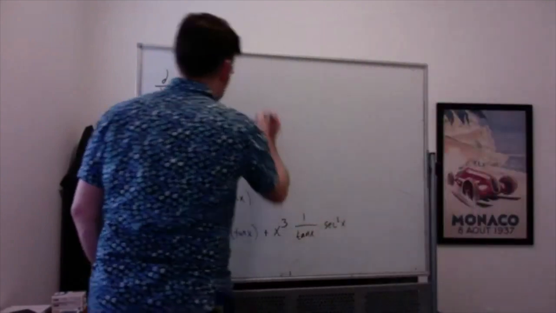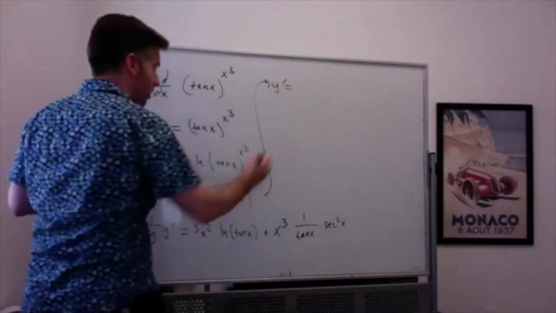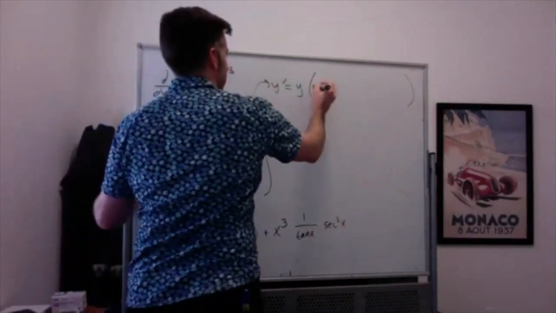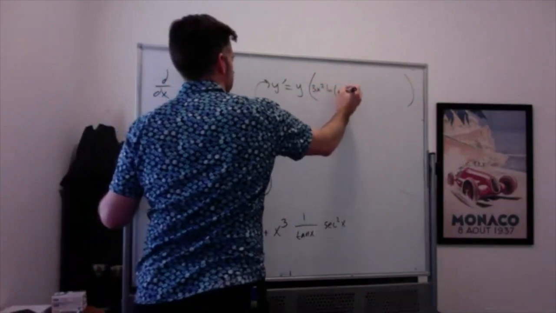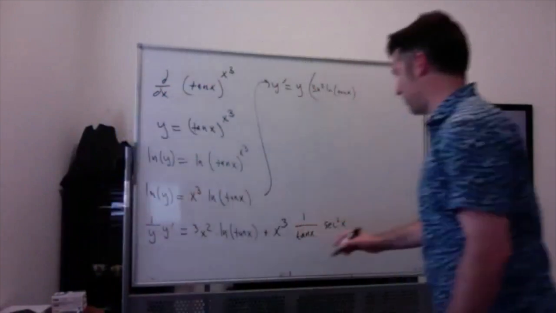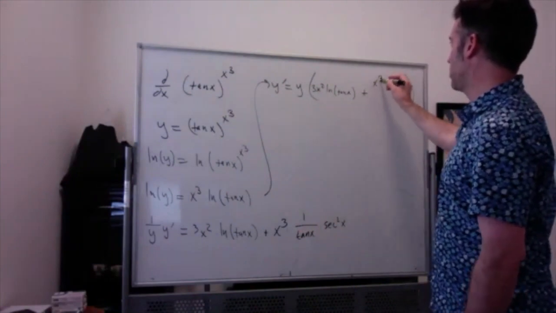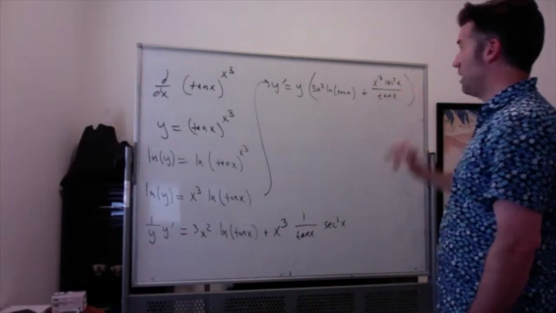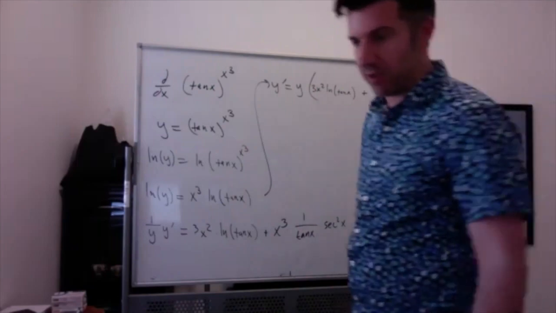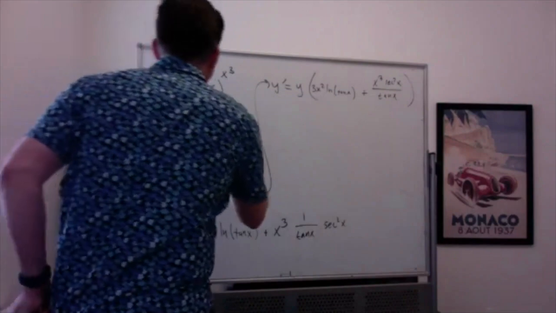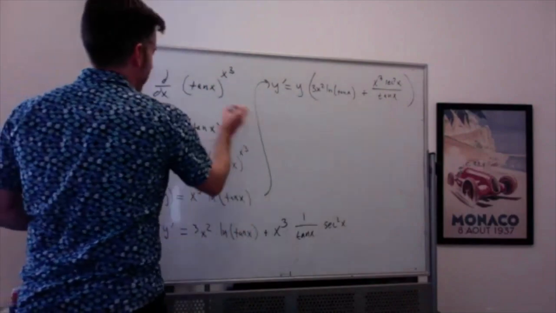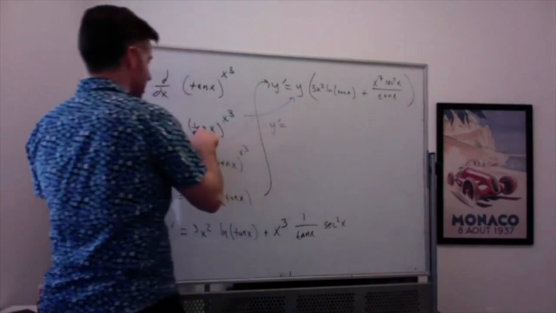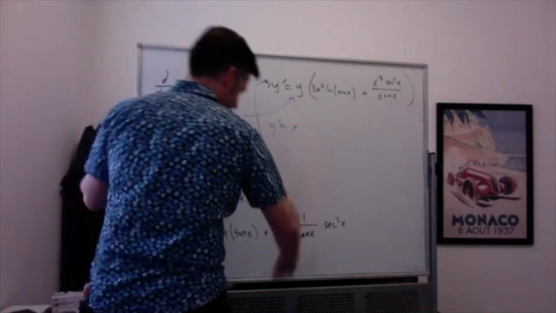So we're going to go, y prime is equal to y times all of that stuff, which is 3x squared natural log of tangent of x. And I would probably simplify this as x cubed times secant squared of x over tangent of x. And then finally, I would write my final answer by replacing what y is equal to. Oh, y is equal to this stuff right here. So that's going to go in for y. And we get y prime equal to tangent of x to the x cubed power.